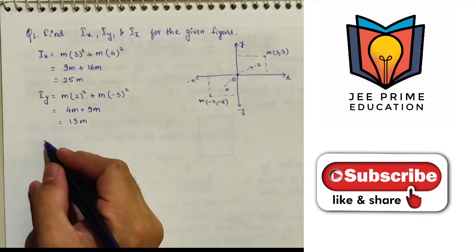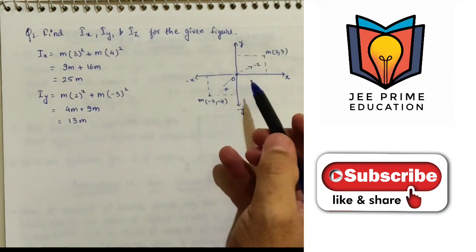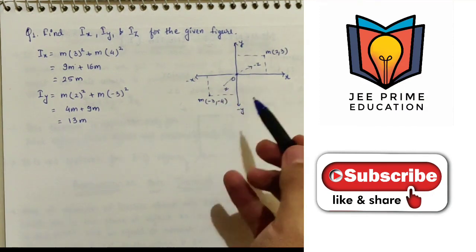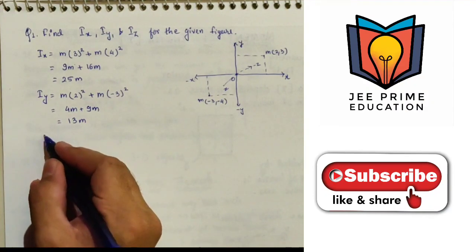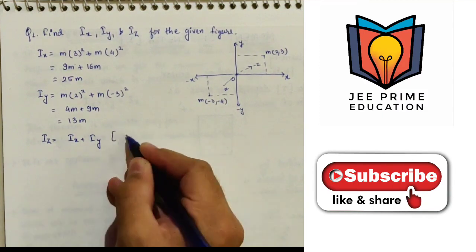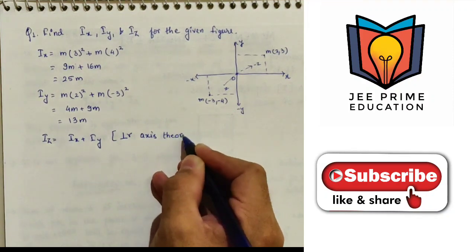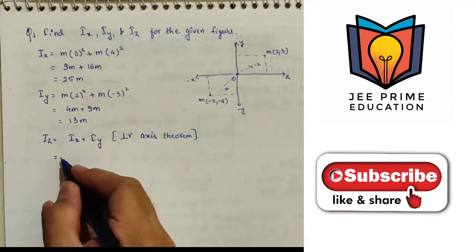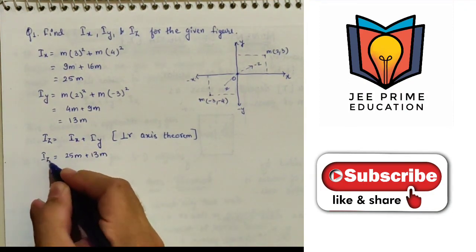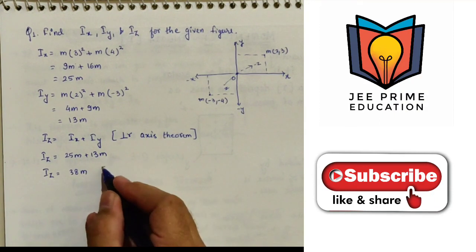For finding Iz, we will apply perpendicular axis theorem. Since x-axis and y-axis both are perpendicular and z-axis passes through the intersection point of these two axes and is perpendicular to both of these axes. So Iz equal to Ix plus Iy from perpendicular axis theorem. So we get 25m plus 13m. So Iz will be equal to 38m. This is the answer.